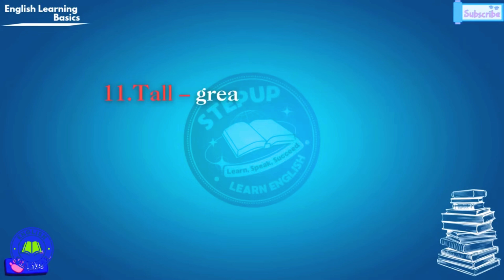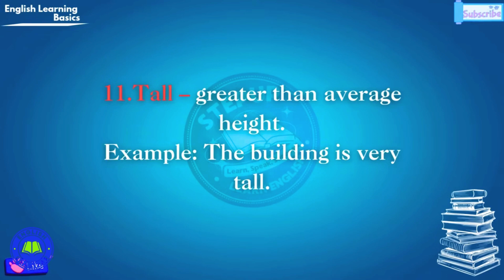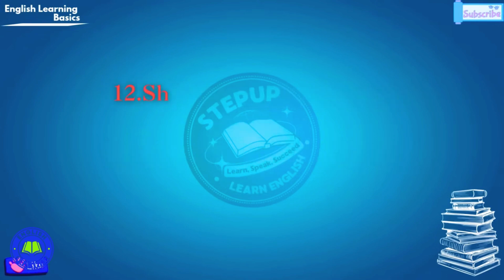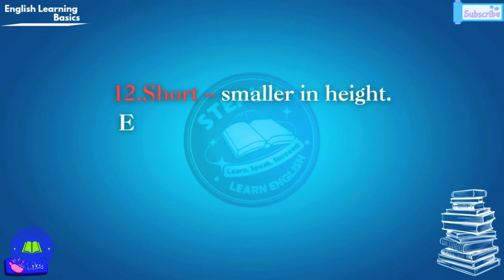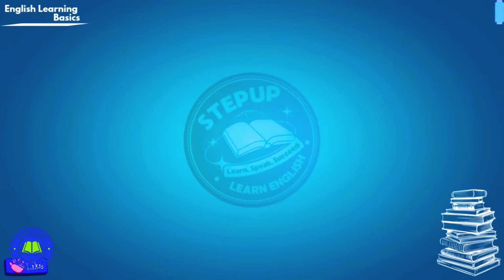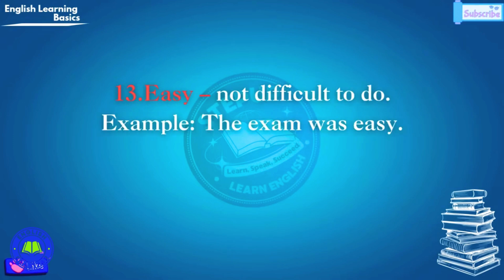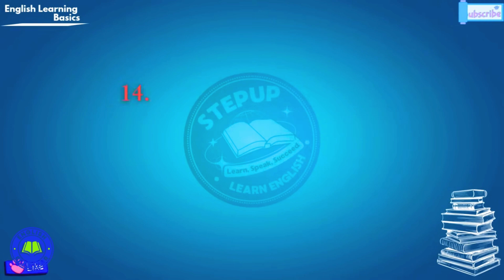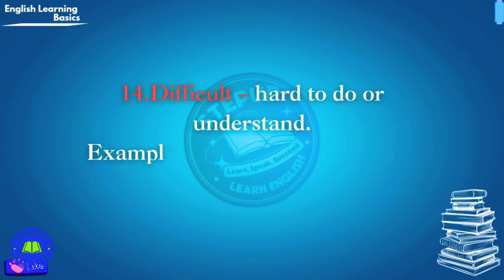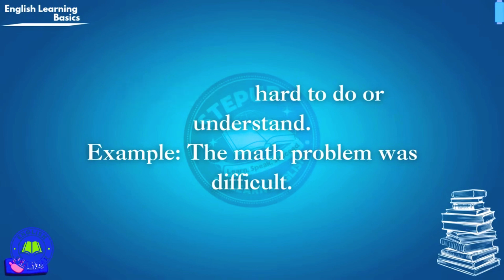11. Tall, greater than average height. Example: the building is very tall. 12. Short, smaller in height. Example: the boy is short. 13. Easy, not difficult to do. Example: the exam was easy. 14. Difficult, hard to do or understand. Example: the math problem was difficult.